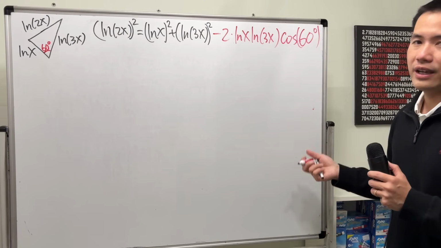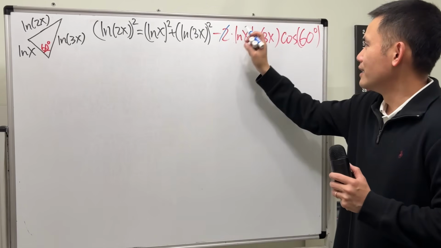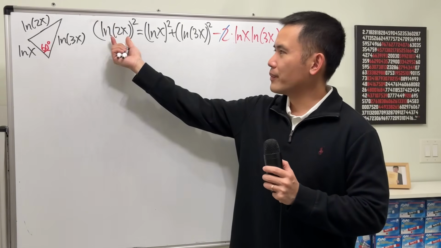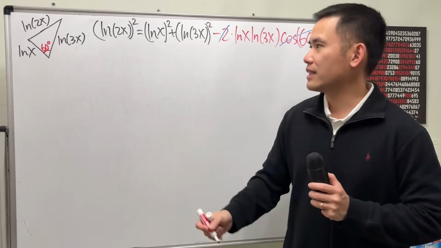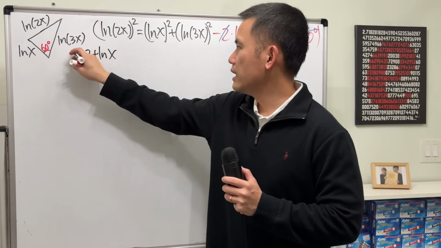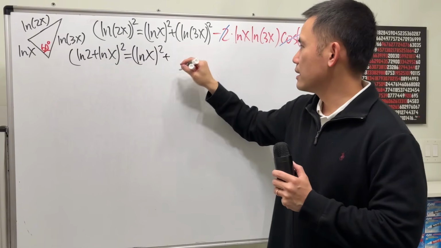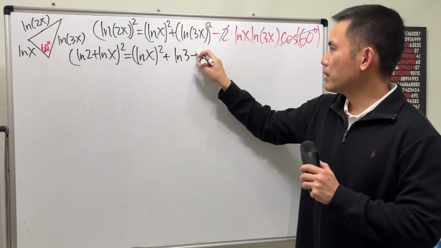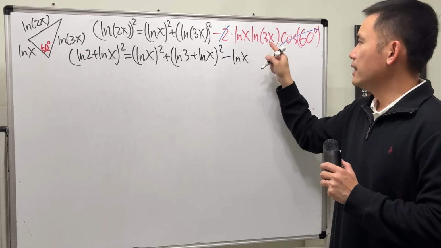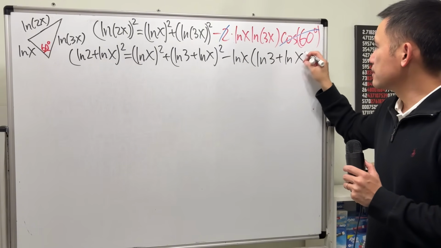And now we are ready to just solve for x. Again, we know that cosine of 60 degrees is 1/2, and that cancels out with the 2 very nicely. In order to solve for this, let's just break this down. ln(2x) means ln2 plus ln(x). So have a look. Here we get ln2 plus ln(x), and then we have to square that. That will be equal to ln(x) squared plus, again break that down, ln3 plus ln(x) squared, and then minus ln(x) times, also break this down, ln3 plus ln(x).